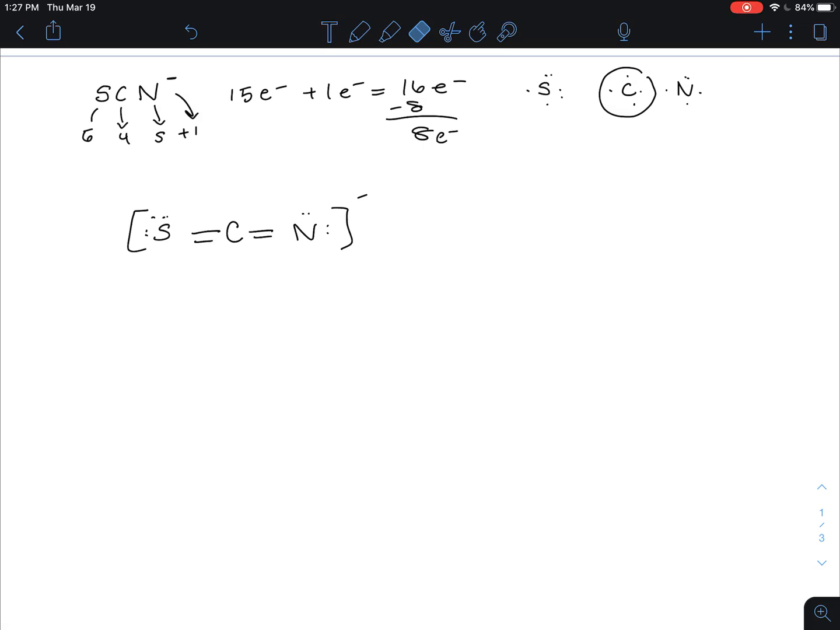2, 4, 6, 8. Each atom is satisfied with the octet. 2, 4, 6, 8, 10, 12, 14, 16. And I have my 16 electrons.